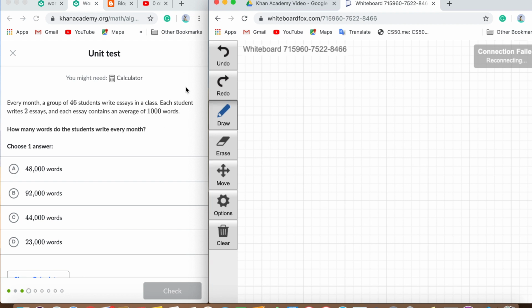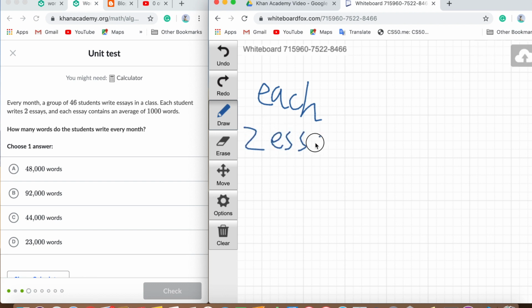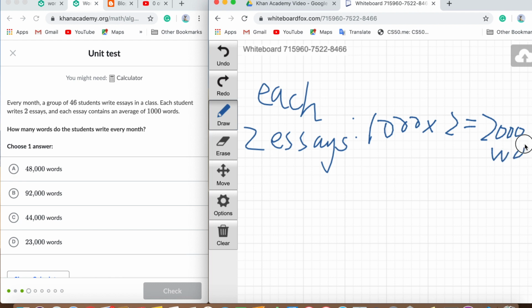Okay, so I want to find out what each student will write. How many words are in their every month 2 essays? Each 2 essays is the same thing as 1,000 times 2, which gives me 2,000 words. Okay, so I got 2,000 words.